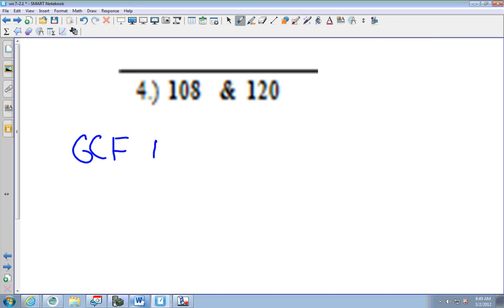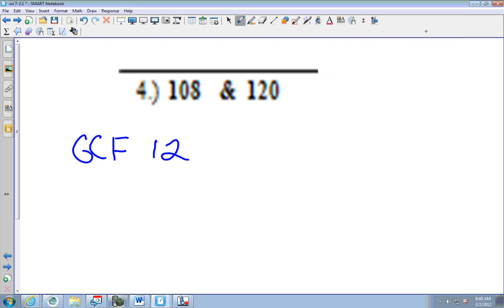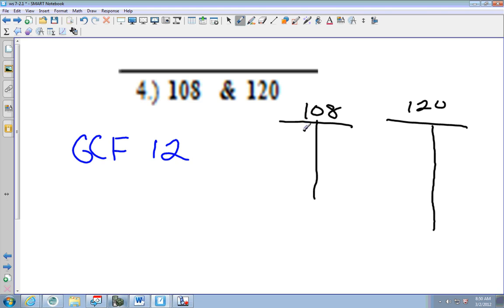Now, the comment is, oh, we did all those tables for nothing. You didn't do them for nothing. You have to be able to really understand where you're looking for your factors and what your numbers are. Because if I made a table over here, I would be doing the same thing with 108 and 120, and you still could do the same thing: 1 and 108, 2 and 54. You're still going to be able to go through and find your GCF the same way.